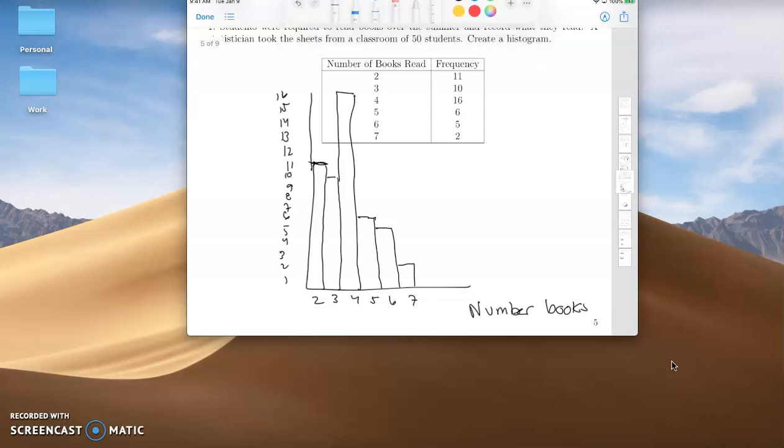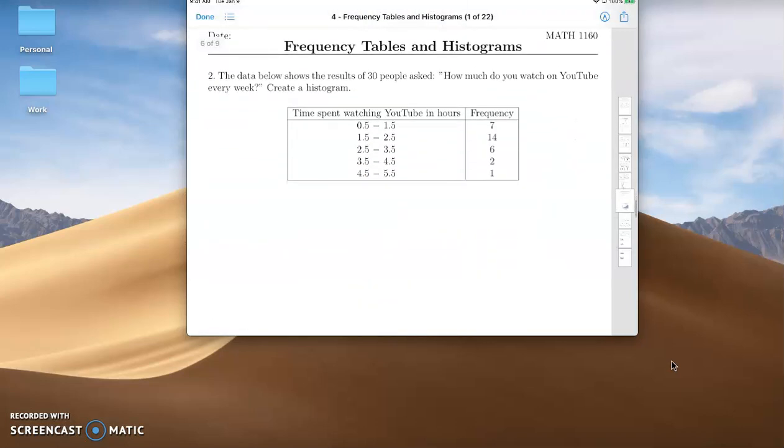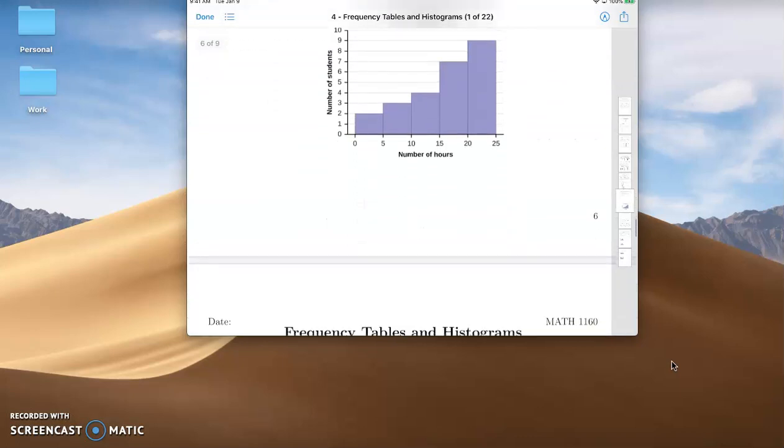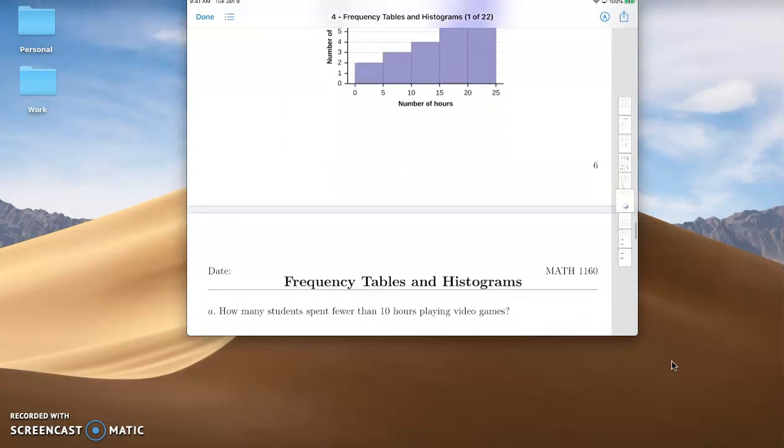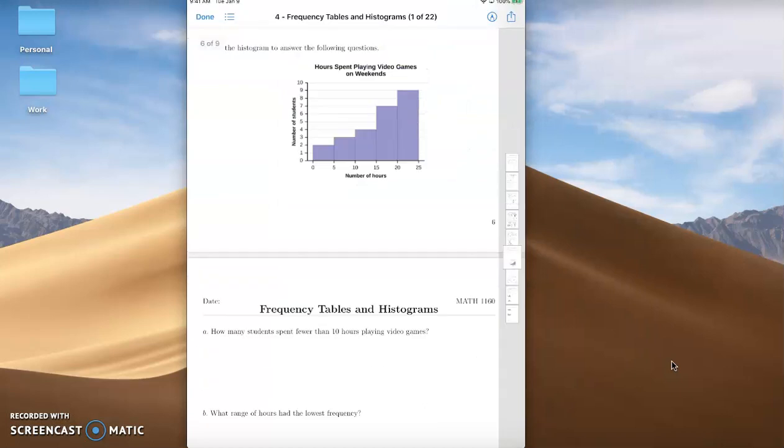That's pretty simple. And really quick, I want to talk about how to use the histogram, like how to read a histogram. So let me see if I can make this a little easier to read. There we go. Okay, so here are the questions down below, and we're going to reference this histogram at the top. Here it looks like we have number of hours spent playing video games on the weekends, and the number of students is the frequency.